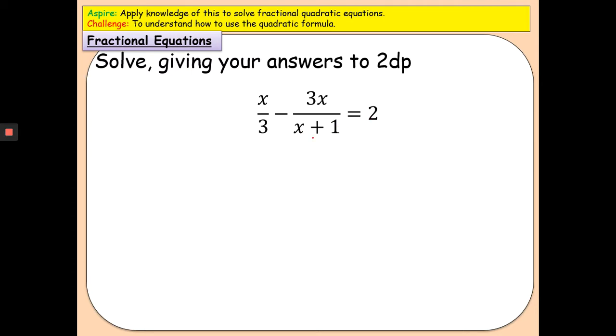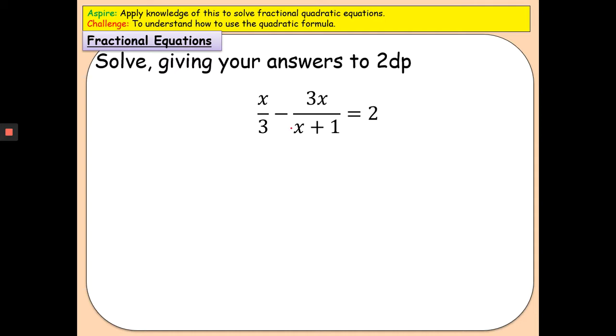First thing we need to do is come up with a common denominator for these two fractions so we can simplify them. The easiest thing to do is times this denominator by this denominator to get a common denominator. So 3 times x plus 1 is going to be 3x plus 3. So that's going to be a common denominator.